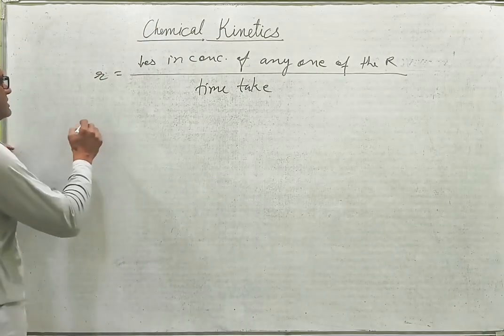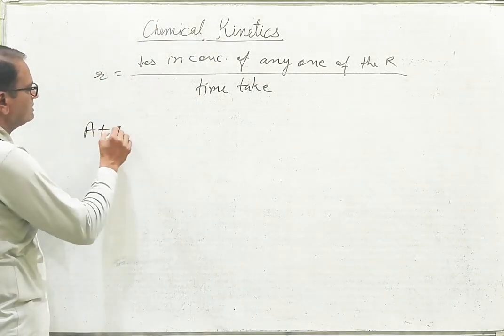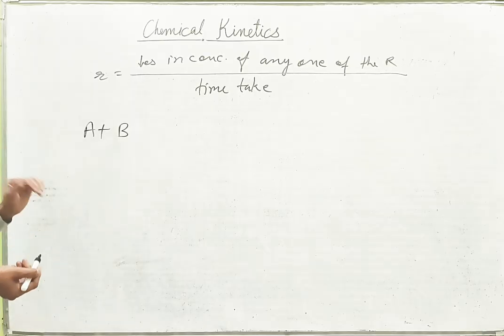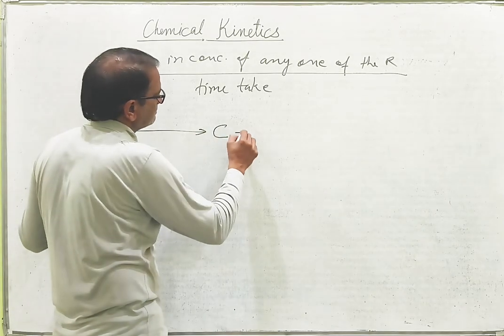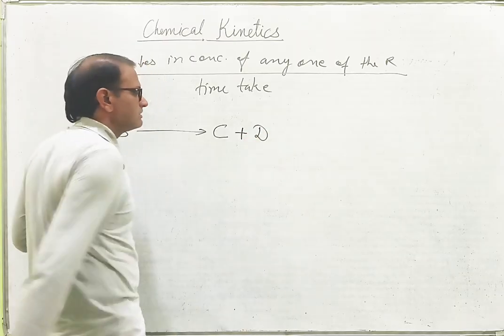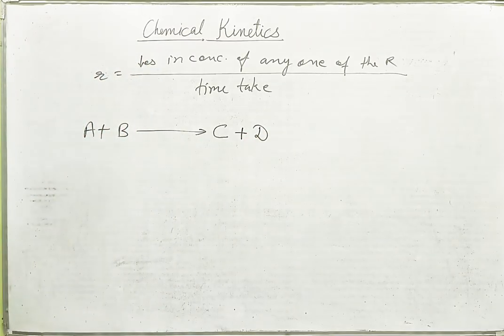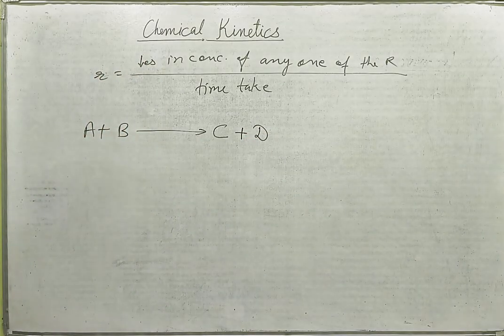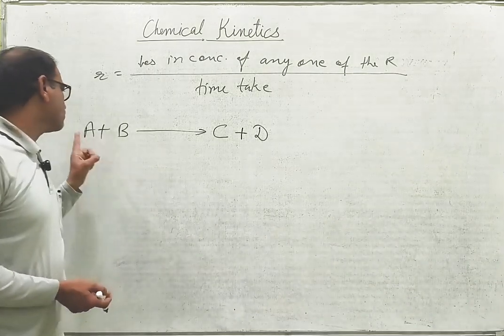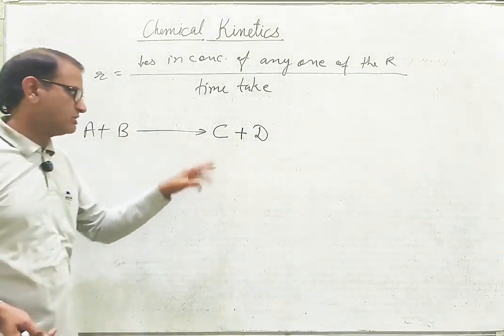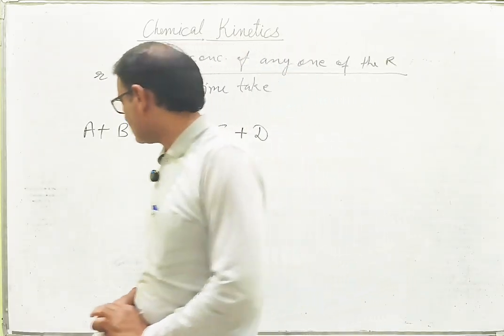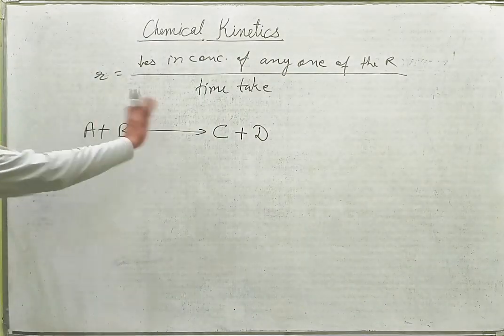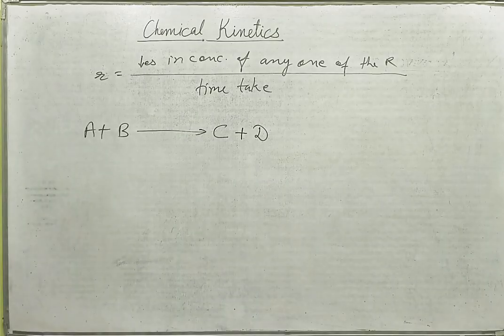So we are having A plus B, two reactants, and they are converting into C plus D. This is the reaction having simplest stoichiometry. Simplest stoichiometry means 1 mole of A, 1 mole of B, 1 mole of C, 1 mole of D. So the rate of this reaction can be expressed like how?